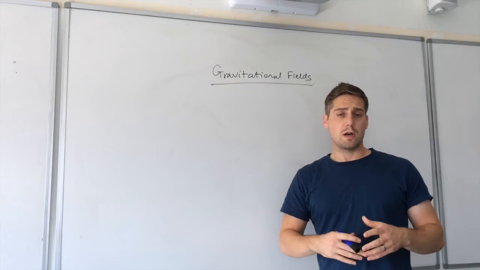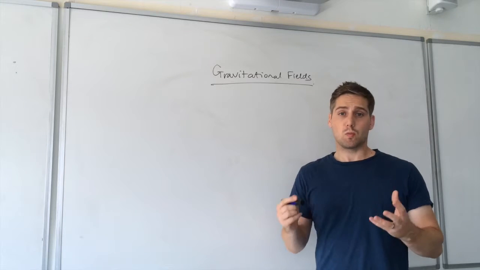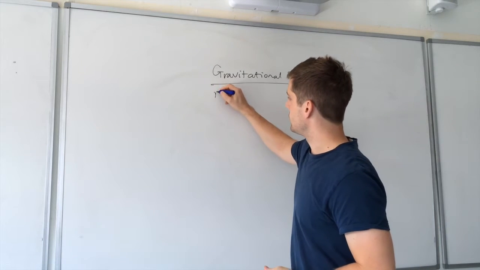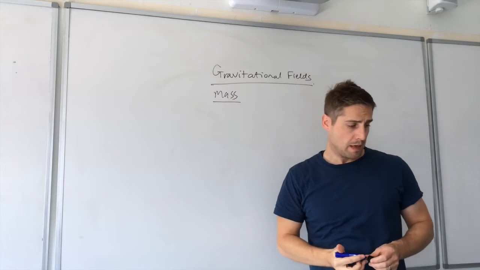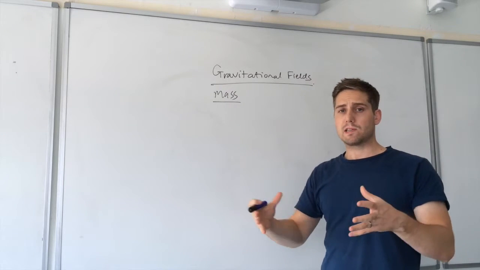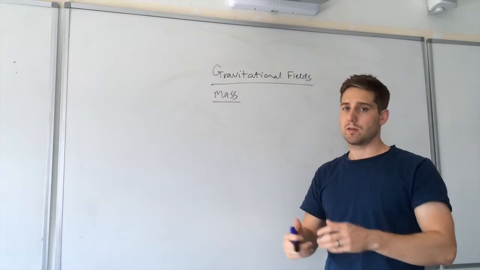Gravitational fields are created in the space around objects with mass. So mass is the key physical quantity here. And other objects with mass experience a force when they're in a gravitational field.